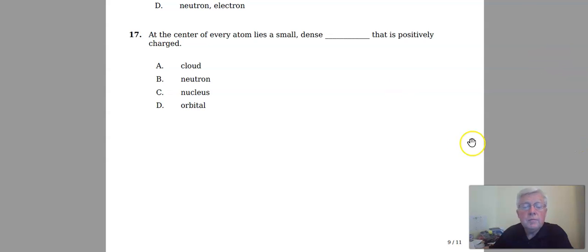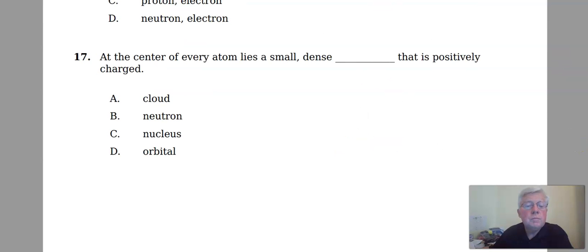At the center of every atom is a small, dense blank that is positively charged. Well, no matter what, no matter how many neutrons there are, this dense nucleus is positively charged. At the center of every atom lies a small, dense nucleus. It's speaking about the whole thing.